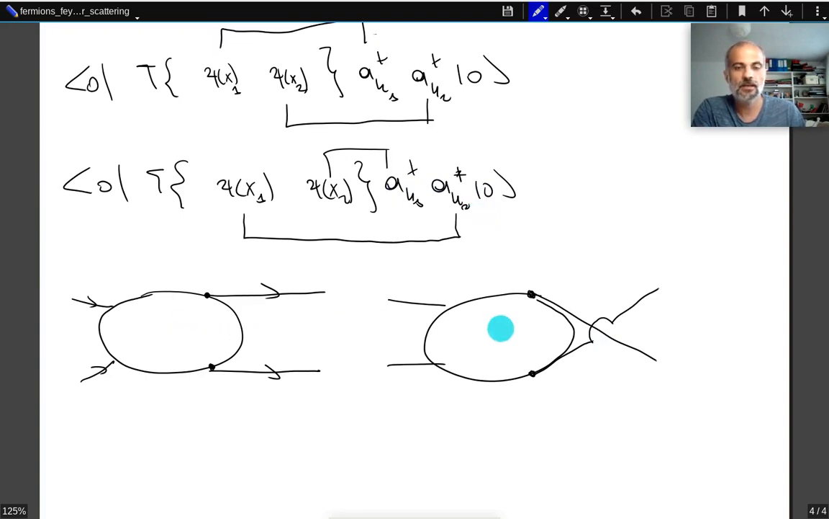This diagram and this diagram, their contributions cannot be obtained from one another by just exchanging k1 and k2. You also have to insert a minus sign to obtain the contribution of this diagram from this one.